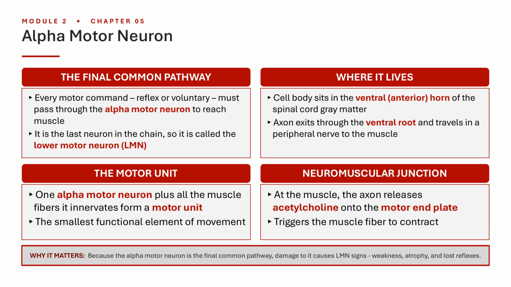The clinical implication is direct. If you damage the alpha motor neuron or its axon anywhere along its course, whether at the cell body, in the anterior horn, in the ventral root, or in the peripheral nerve, the reflex arc is broken. The signal cannot complete. The result is hyporeflexia or areflexia, the hallmark of lower motor neuron disease.